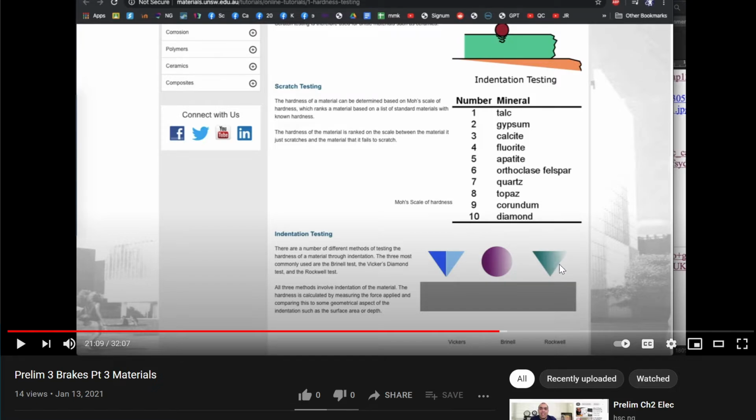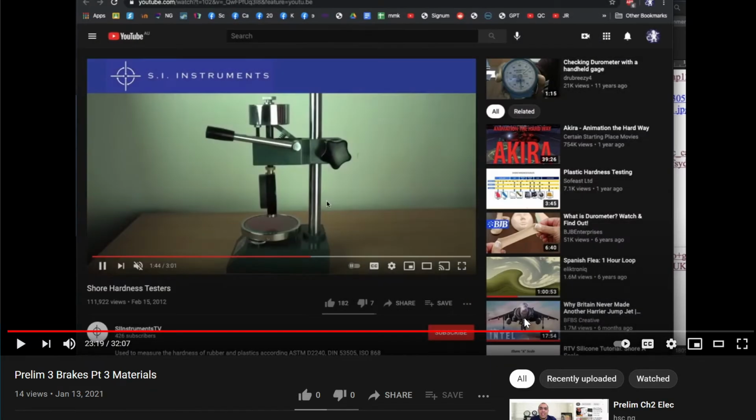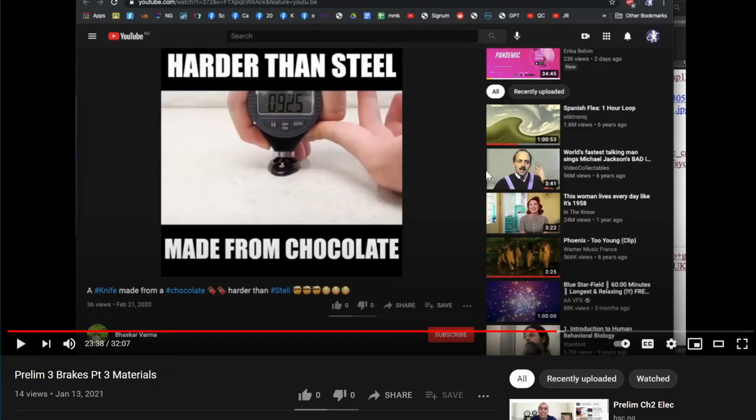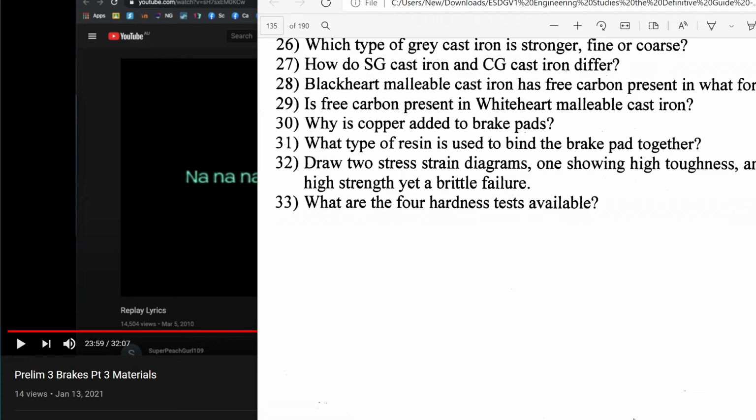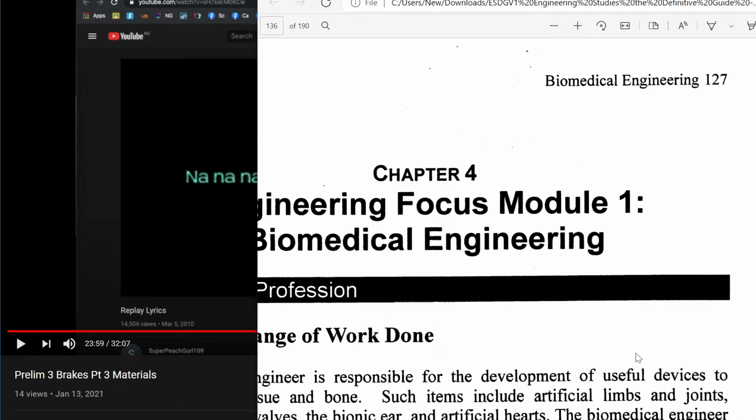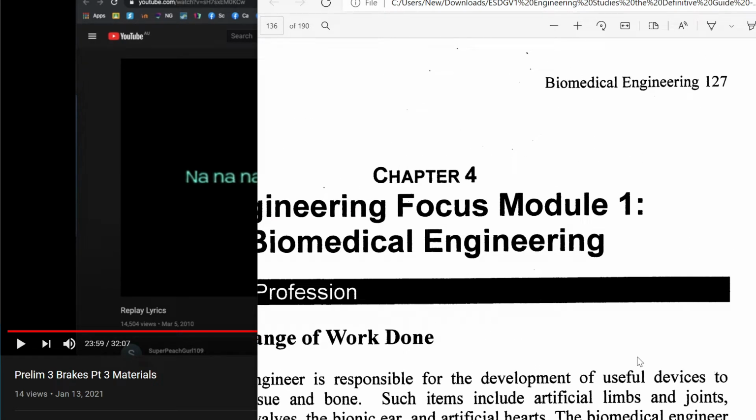Rockwell is conical. That's the adjective. And then we have things like the Shore scleroscope, and we use that because it's portable. And here we can see someone talking about chocolate that's harder than steel. So they're using a durometer, which is where the reference to Shore comes from. Okay, so that's the tests that are available. I think that's it. We're done. We did that pretty quickly.